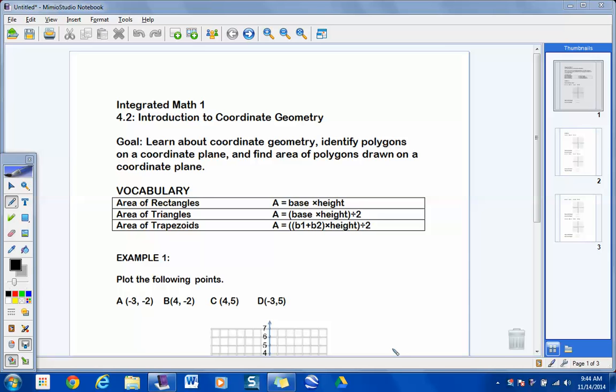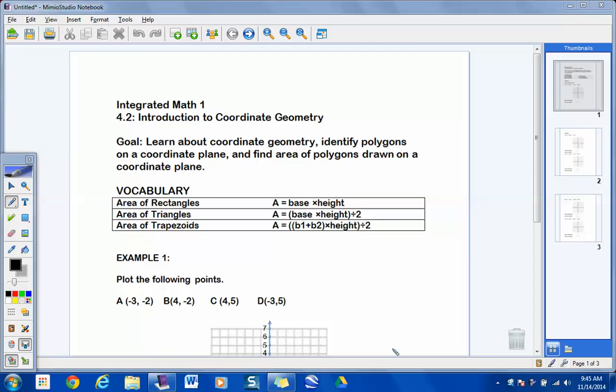So that being said, 4.2 is titled Introduction to Coordinate Geometry. And what we're really looking at doing is forming some shapes in here, looking at names of polygons and areas. So our job is to learn about the coordinate geometry that we're going to talk about. Identify polygons. Examples of polygons: triangle, quadrilateral, pentagon, hexagon. How many sides to a hexagon? 6. Okay. We're going to identify those polygons in the coordinate plane after we've plotted them.